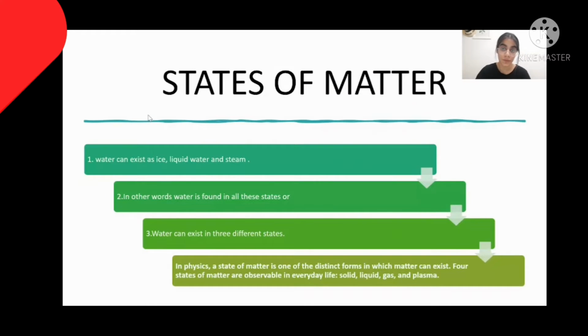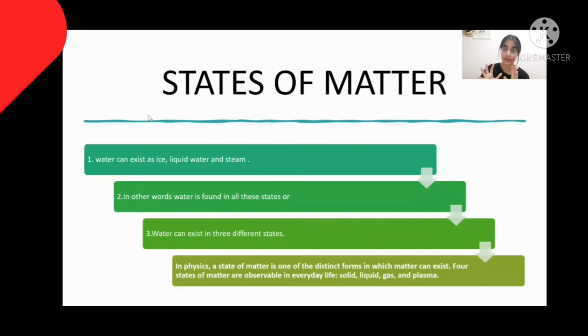Now, we know that particles attract each other. We know that they have spaces between them. We know every matter that we see. Almost everything in this entire universe is made up of matter. So, now we know that water is also matter and water is liquid. But we know that it can exist as ice, it can exist as liquid water, and water after heating up to 100 degrees Celsius turns into steam.